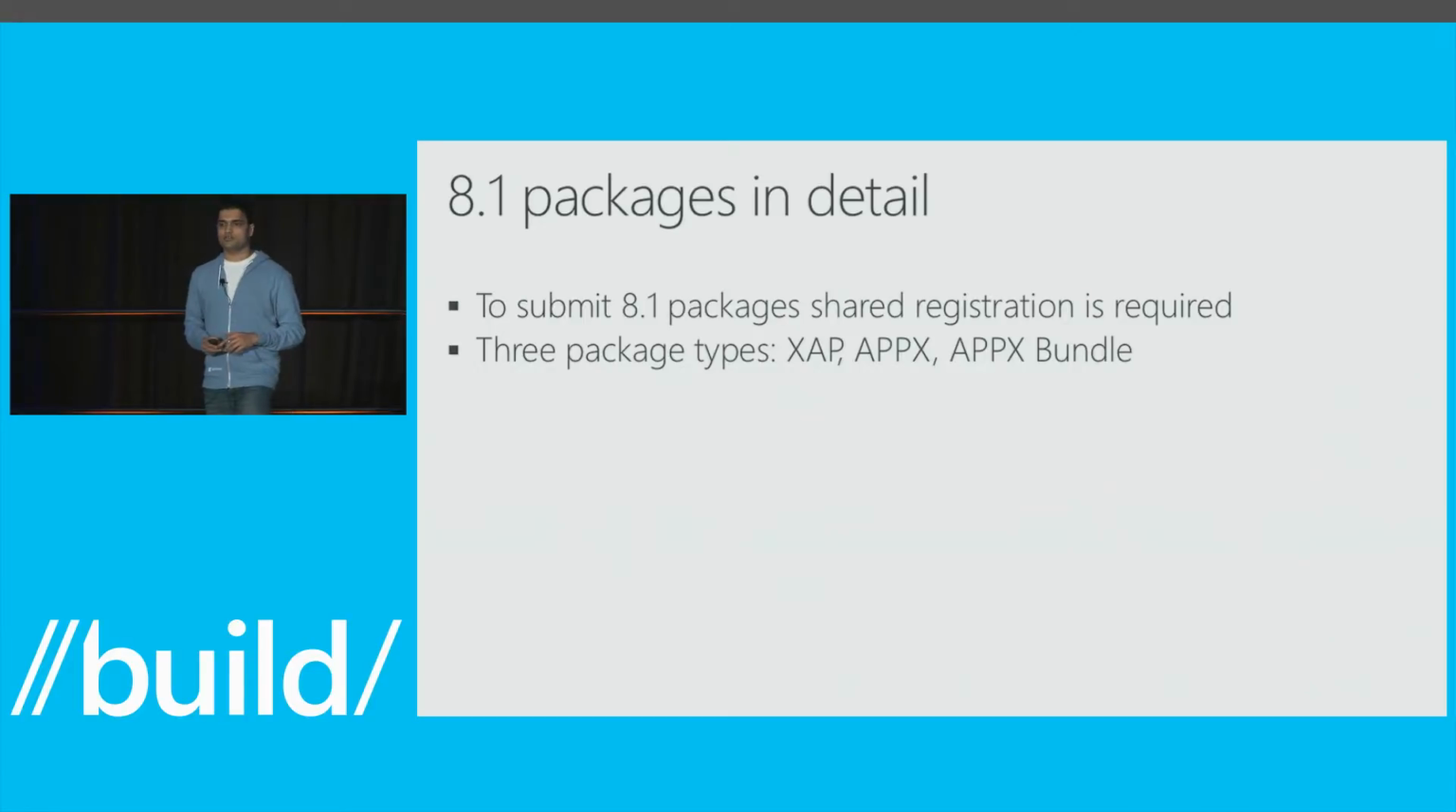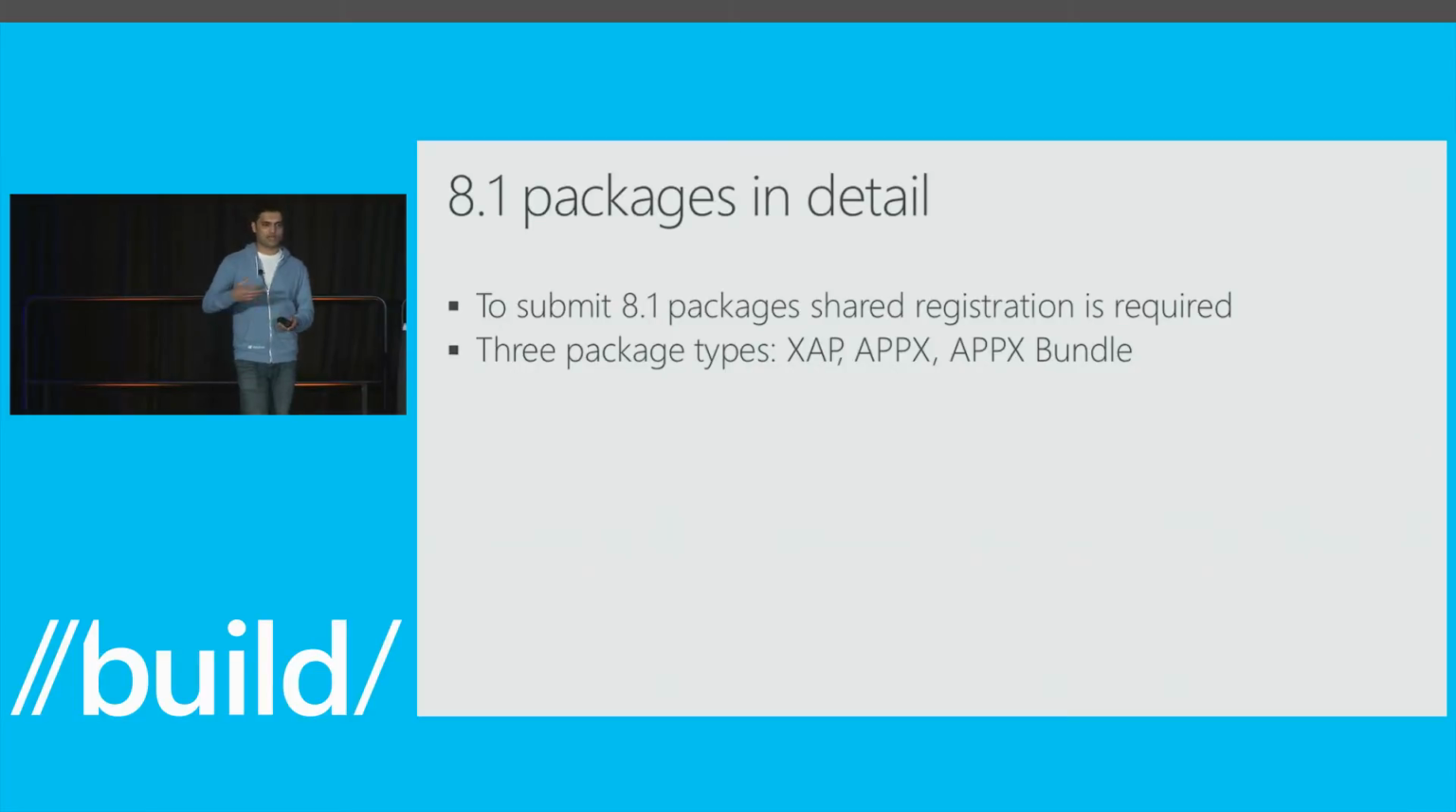Once you've signed up, you have three package types for 8.1. One is your Silverlight XAP. And then, of course, the Windows Runtime apps. You can either do an APPX package or an APPX bundle. How many of you know about APPX bundle here? OK, great. So Windows developers will be aware of this feature. It was introduced recently with Windows 8.1. But you can only have one APPX package for any app.